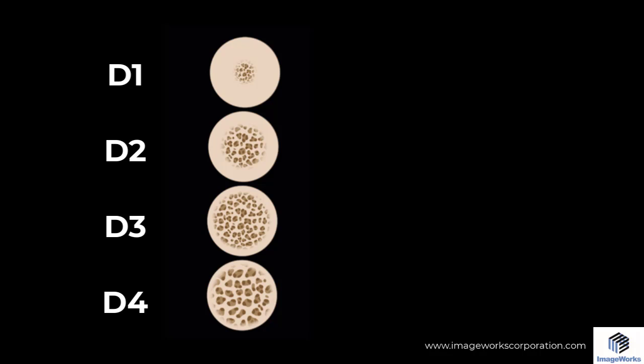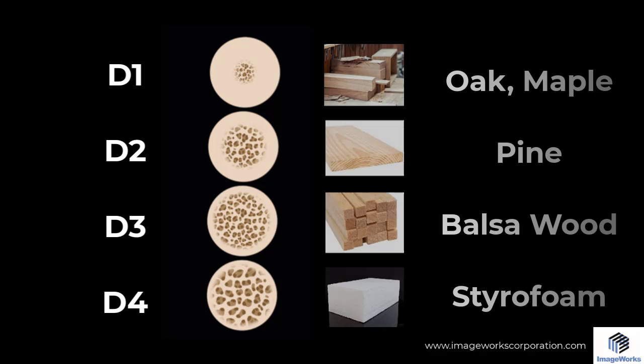In the theme of implant surgery, a material analog is often associated with each classification. D1 is like oak or maple wood. D2 is like pine or spruce wood. D3 is like balsa wood. And D4 is like styrofoam. Even if you're not a carpenter, this material analogy should give you a sense of the relative stability of an implant in each type of bone.